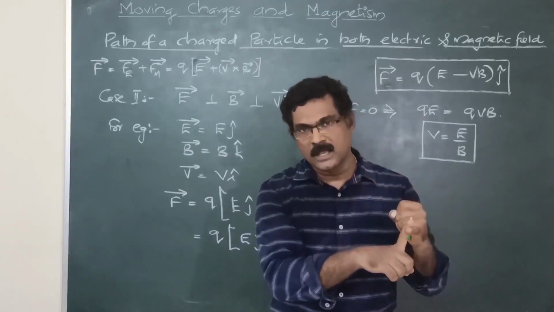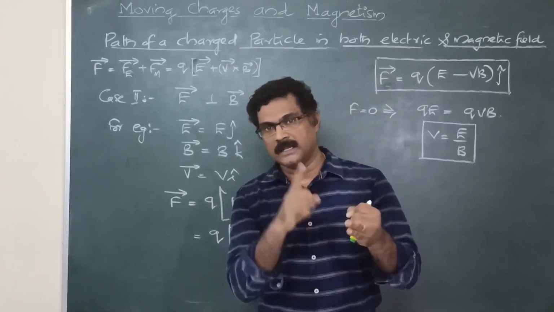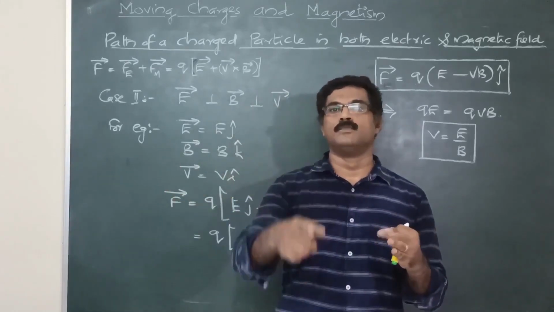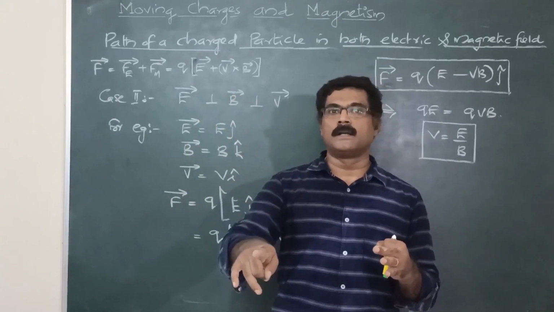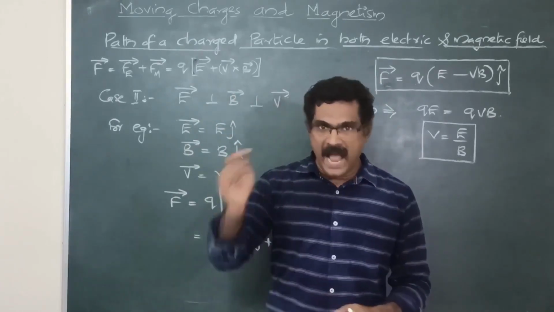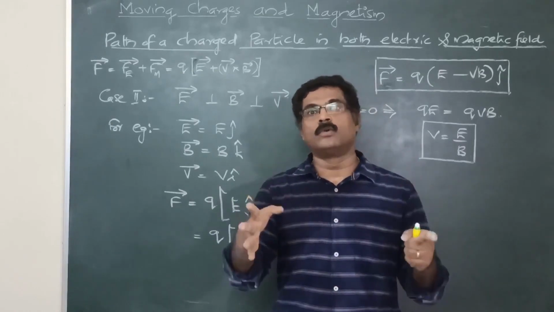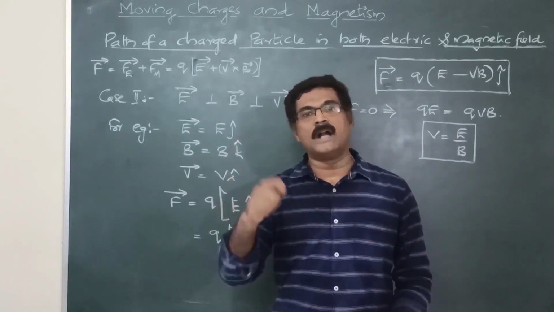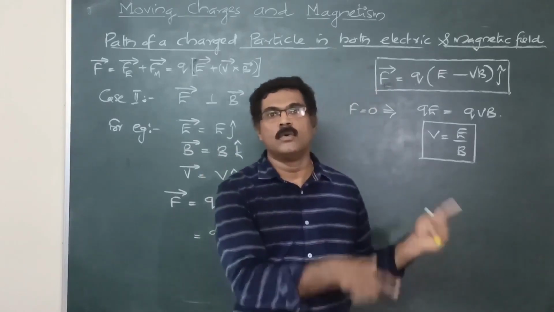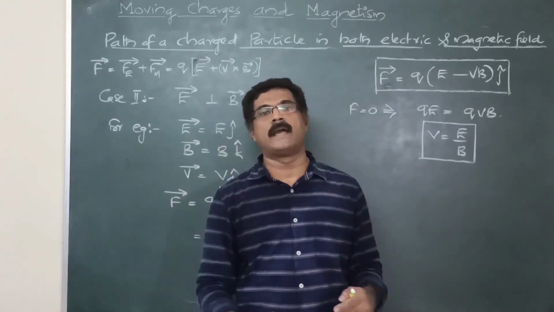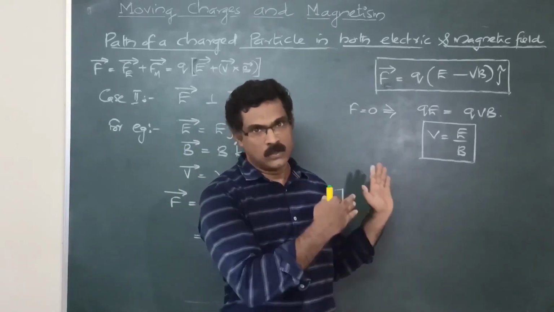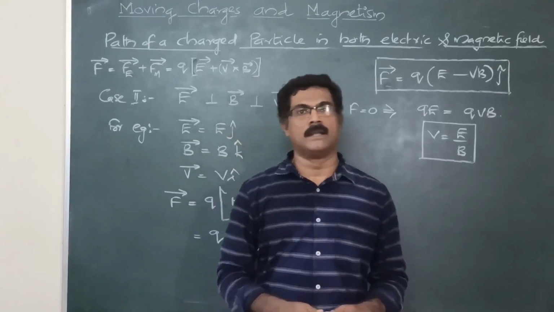Electric field is there, magnetic field is there, and the electric field and magnetic field are mutually perpendicular, and a charged particle is moving. That charged particle's velocity is perpendicular to both E and B, and it is traveling without any deflection. Then what is the speed of the particle? What is the answer? V equal to E by B. If the electric field and magnetic field are given, you just find the ratio, you will get the value of the speed of the particle.